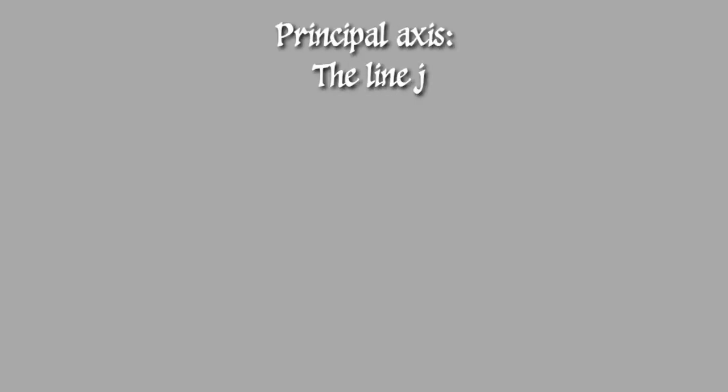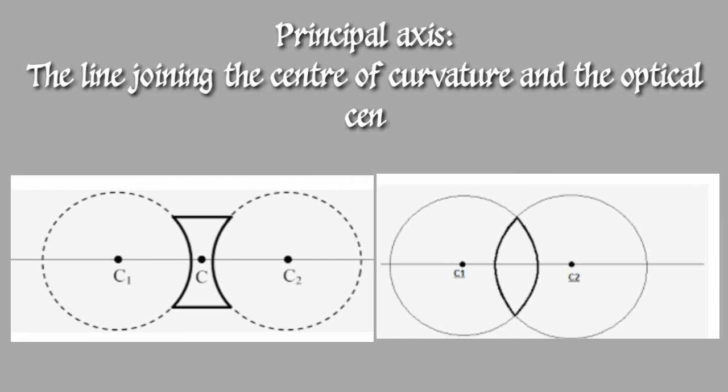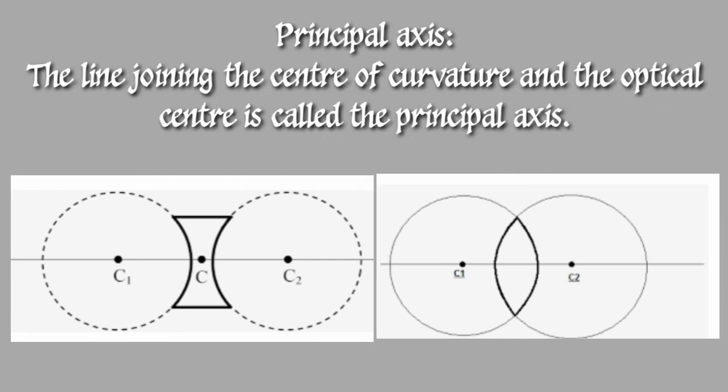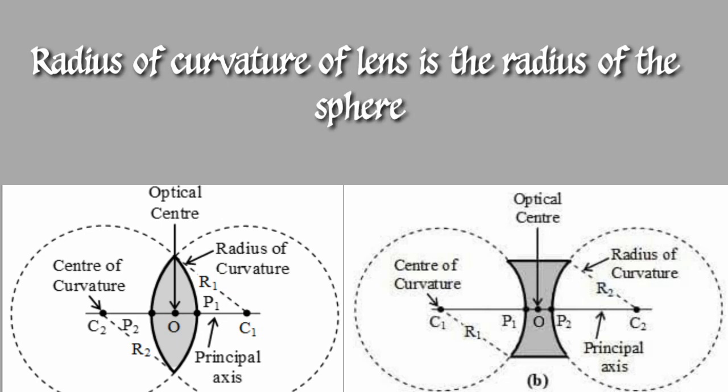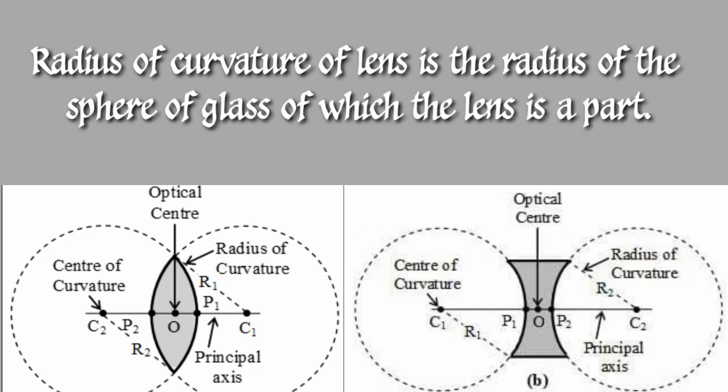The next term is the principal axis. The principal axis is an imaginary straight line passing through the optical center and the centers of curvature. That straight line is known as the principal axis. For spherical lenses, we can also define a radius of curvature. That is the radius of the pair of spheres from which the spherical lenses are formed.